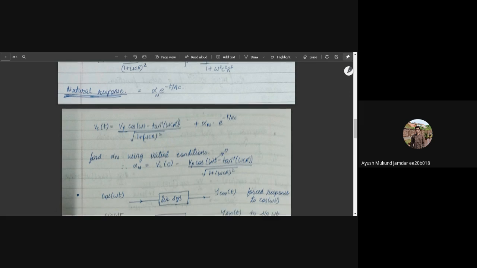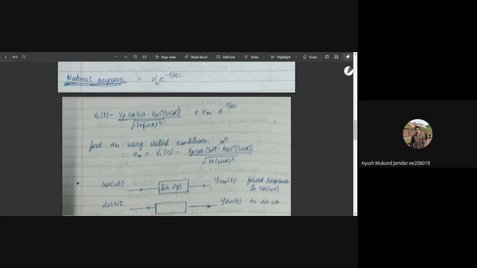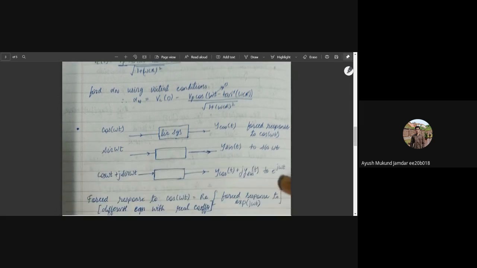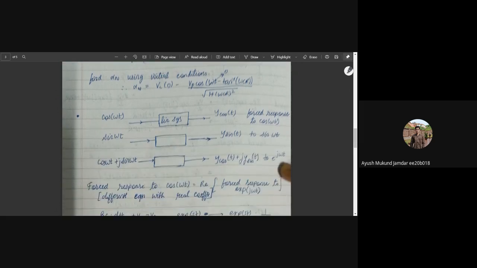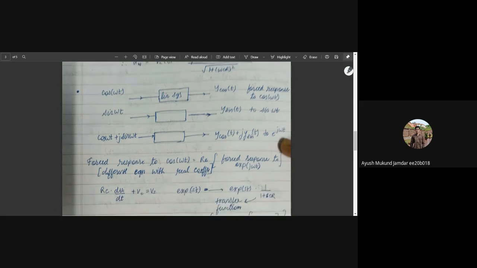So there is one more interesting way to find the response to cos omega t. That is, the system is linear. So using this linearity, let's say for cos omega t, we get the voltage y of cos omega t. For sin omega t, we get y of sin omega t. And for cos omega t plus j sin omega t, what should we get? It should be y of cos omega t plus j times y of sin omega t. And what is this? This is nothing but exponential j omega t. And what is it that we want? We want y of cos omega t. So what is it? It is the real part of the forced response to exponential j omega t.